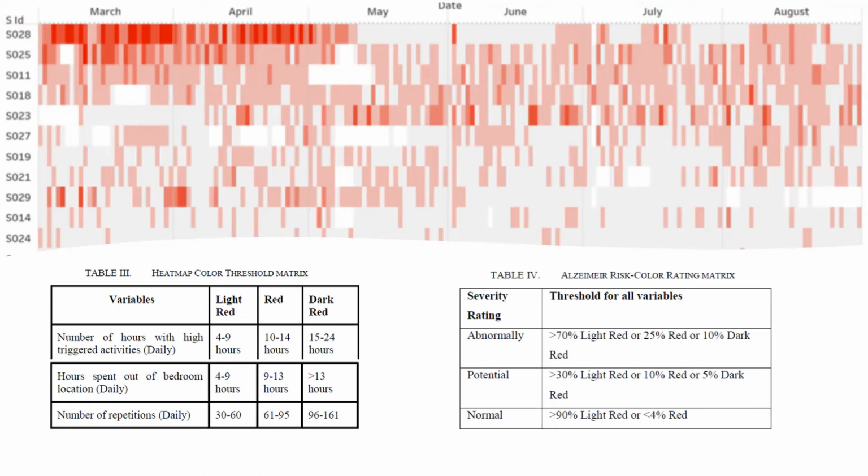Continuing on, light red for hours spent out of the bedroom location would be 4 to 9 hours, red 9 to 13 hours, and dark red would be greater than 13 hours. And for the number of repetition daily, light red is 30 to 60 times per day, 61 to 90 times per day would be red, and 96 to 161 times would be dark red.